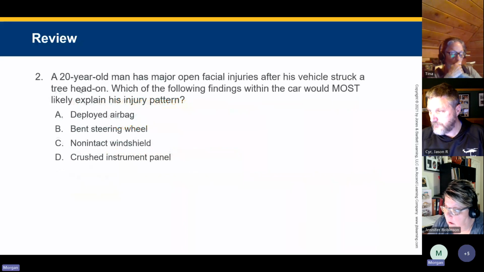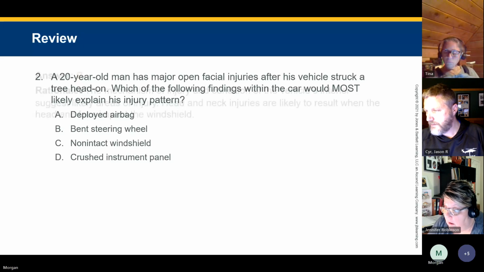A 20-year-old man has major open facial injuries after his vehicle struck a tree head-on. Which of the following findings within the car would most likely explain his injury pattern? A, a deployed airbag, B, a bent steering wheel, C, a non-intact windshield, D, a crushed instrument panel. So B. I would go with B.